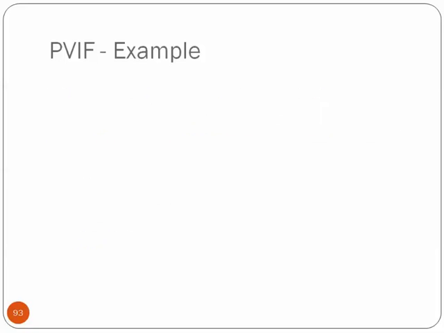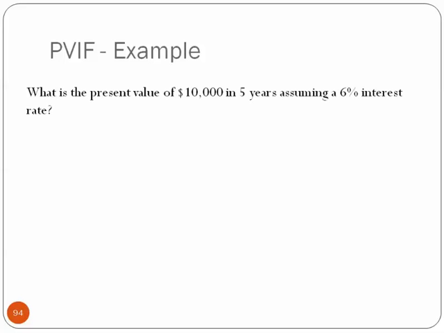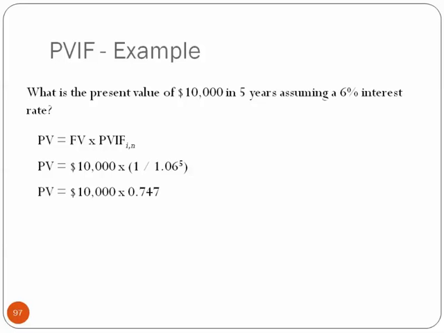All right, let me give a little bit more with this present value interest factor. So what is the present value of $10,000 in 5 years, assuming an interest rate of 6%? So I'm just going to plug it in. That's 10,000 times 1 divided by 1.06 to the fifth, or simply 0.747, which is $7,470.